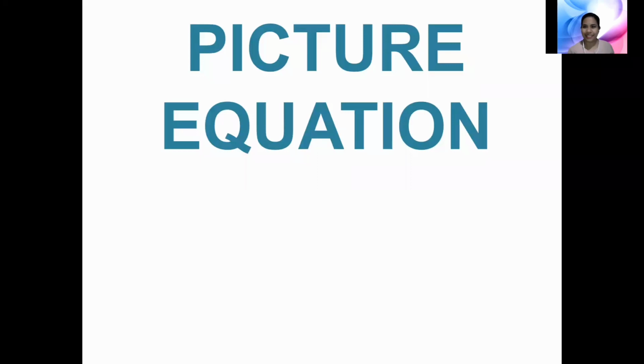Before we start with our lesson, let's have a short game named Picture Equation. All right. In this game, all you have to do is to guess the mystery phrase using the given pictures. So let's unlock the first set of image.